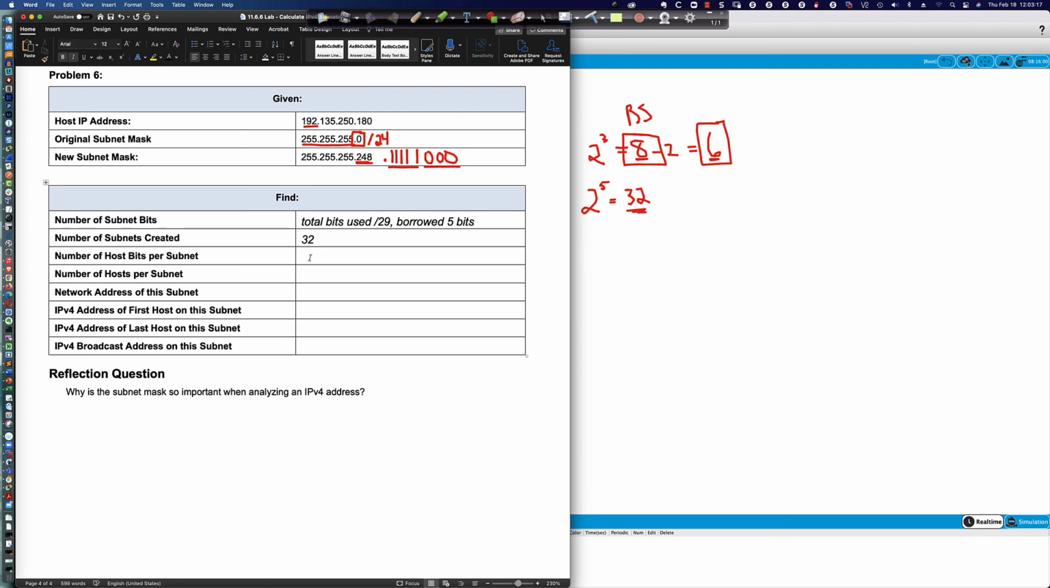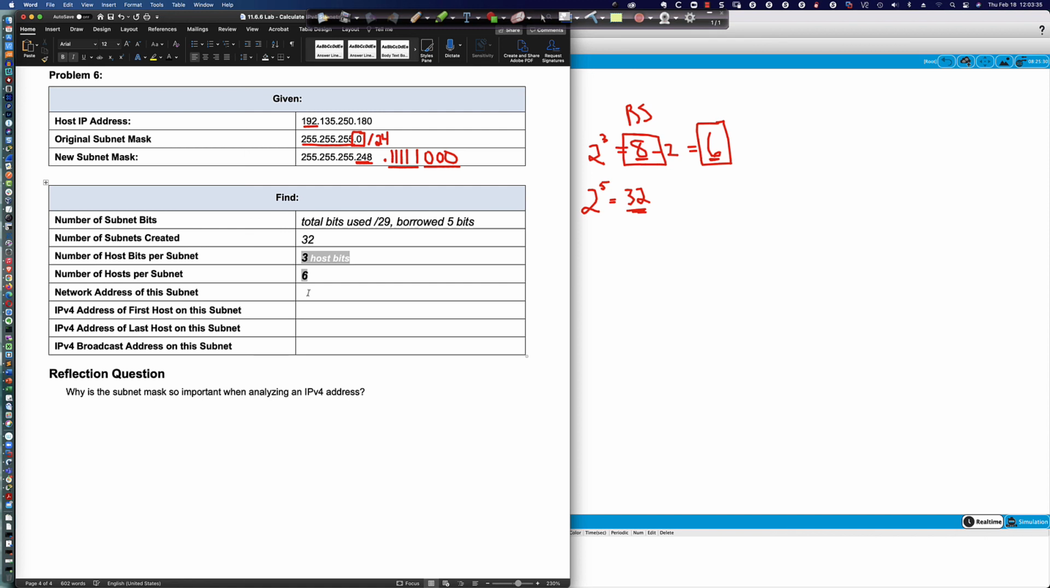Number of host bits per subnet. Well, there's 3 host bits per subnet. And you can see the text changing again here. Number of hosts per subnet. Again, this is number of usable assignable IPs. We know that value is going to be 6.